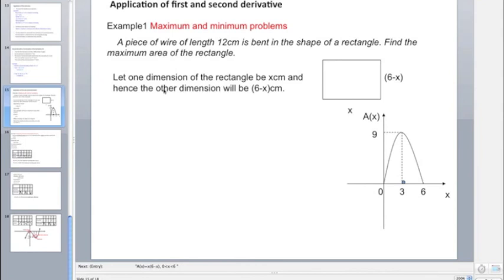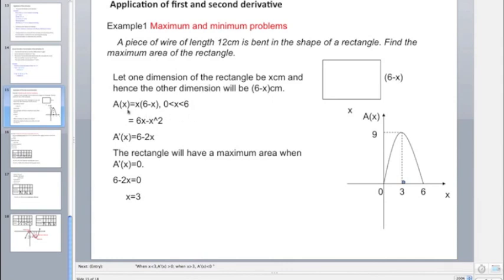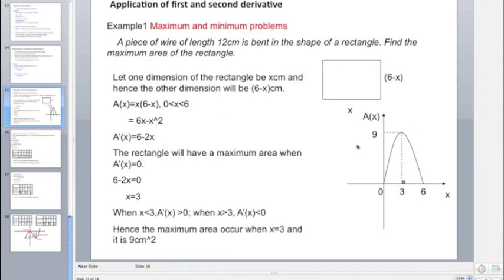Example 1 is about maximum and minimum problems. A piece of wire of length 12 cm is bent in the shape of a rectangle. Find the maximum area of the rectangle. Firstly, we represent each side by x and 6 minus x. Then we work out the formula representing its area. Then we differentiate once to get the first derivative. By making it equal to 0, we can find the stationary points. Then we prove the function changes from increasing to decreasing, so this is the maximum turning point. Hence, the maximum area occurs when x equals 3.